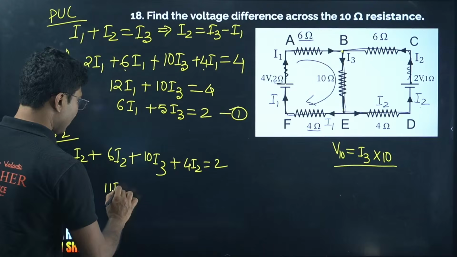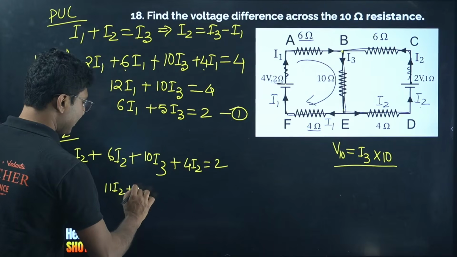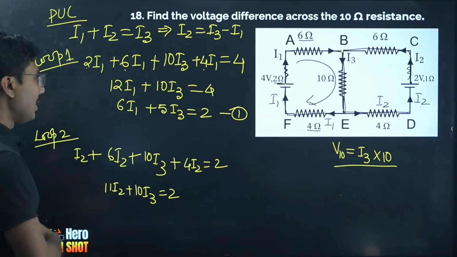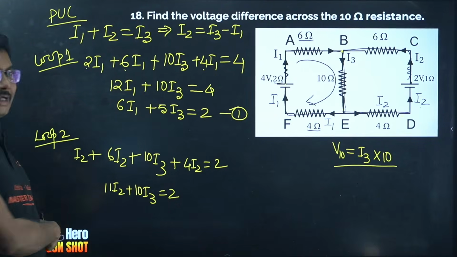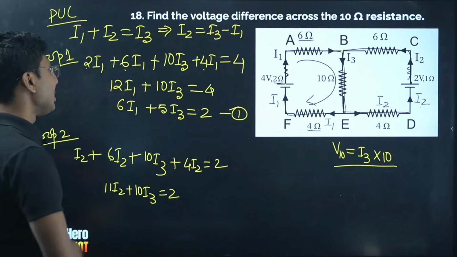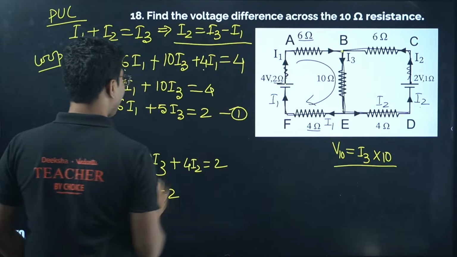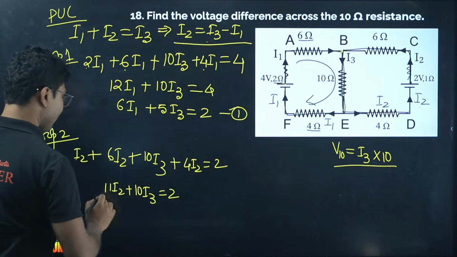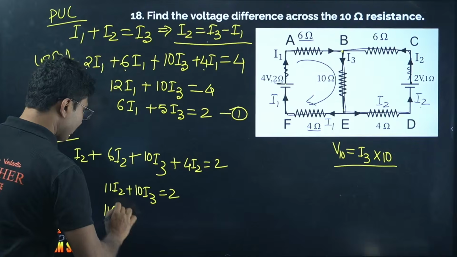So 11 I2 plus 10 I3 equals 2. Now, here you can eliminate I3 and find the relation, which complicates things, or you can use this equation and find the relationship between I1 and I3. So we will use the second one, that is, we will not try to complicate it.